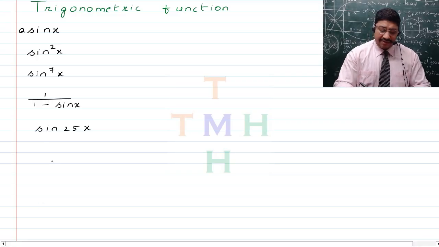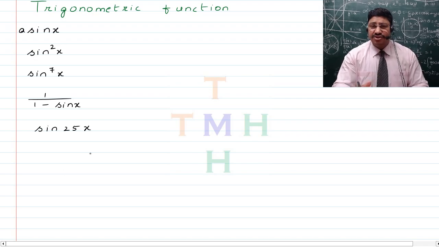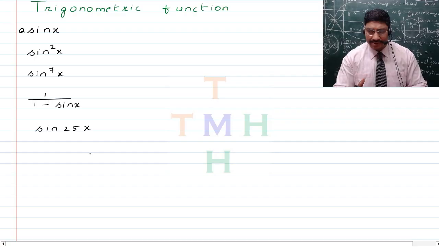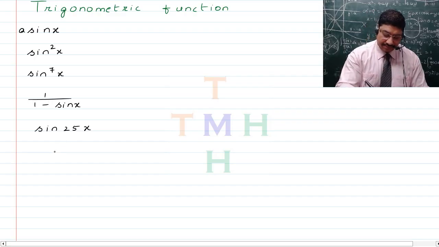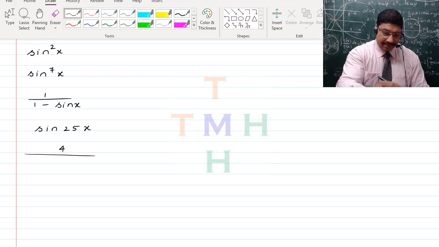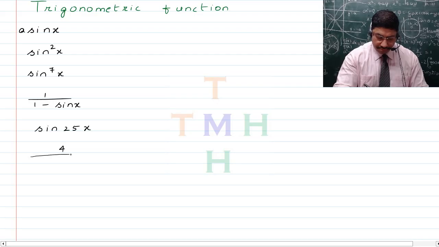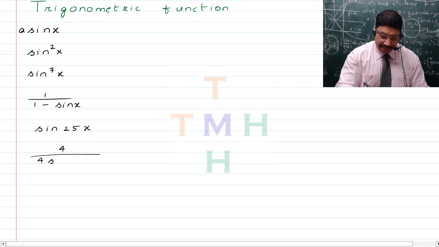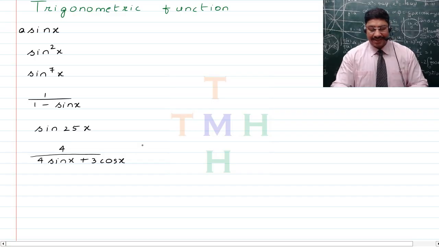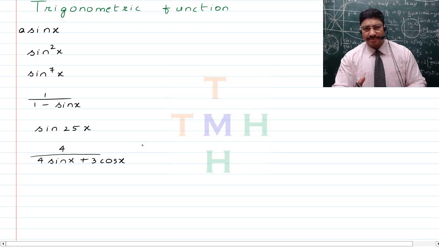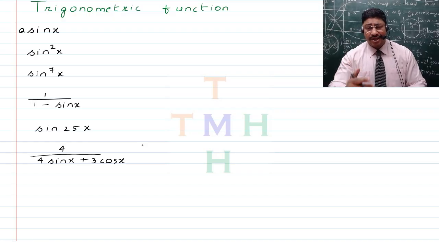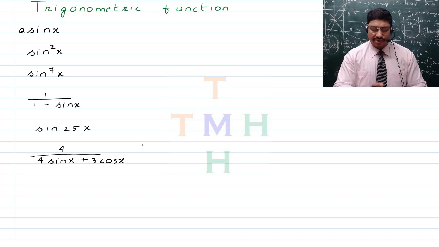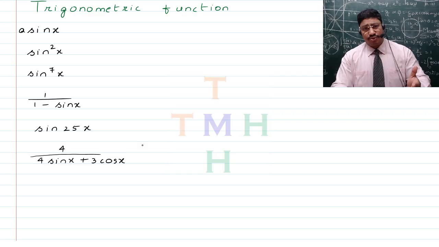Now after this children, if we have a function which is a linear function of sine and cos in the denominator, like suppose you have 4 divided by 4 sine x plus 3 cos x, then there are a few ways by means of which we can do the sum. And here we'll be looking up a way by means of which we can deal with such sums, although there are other ways by means of which you can deal with this sum.